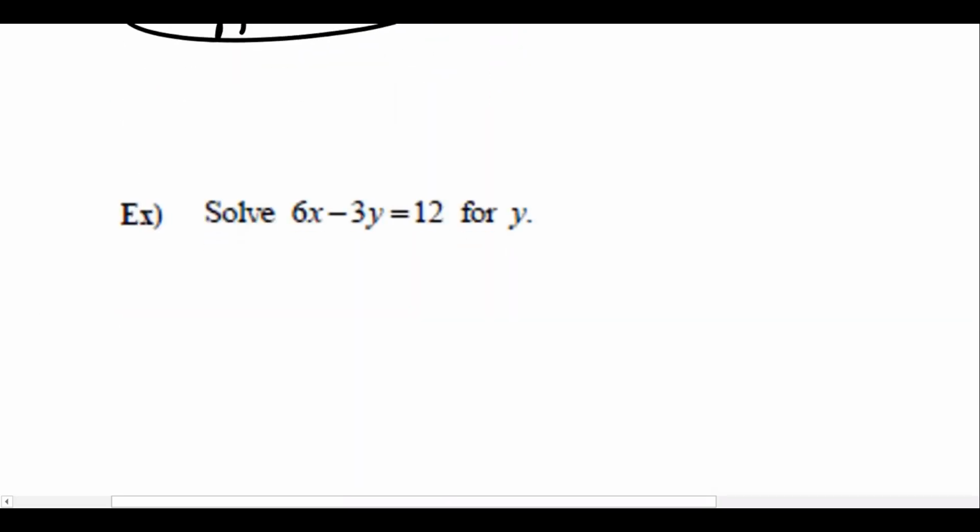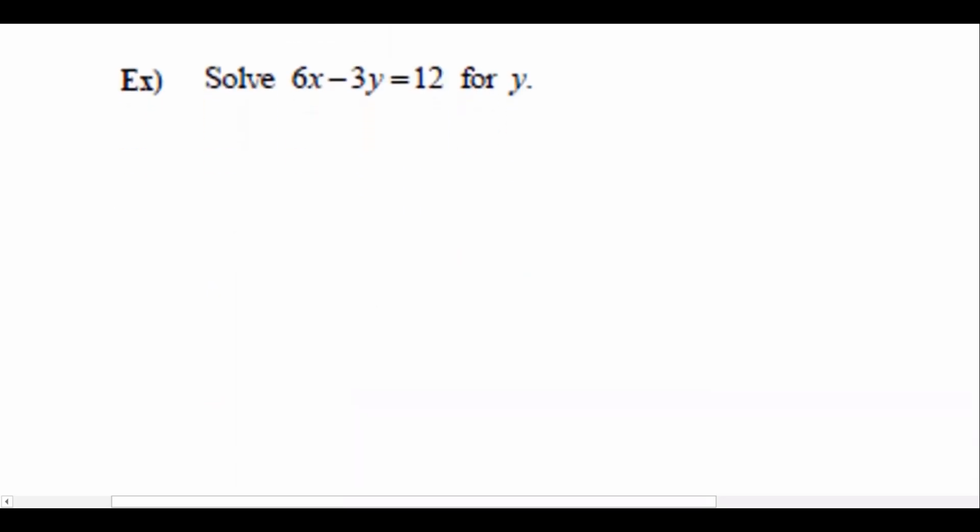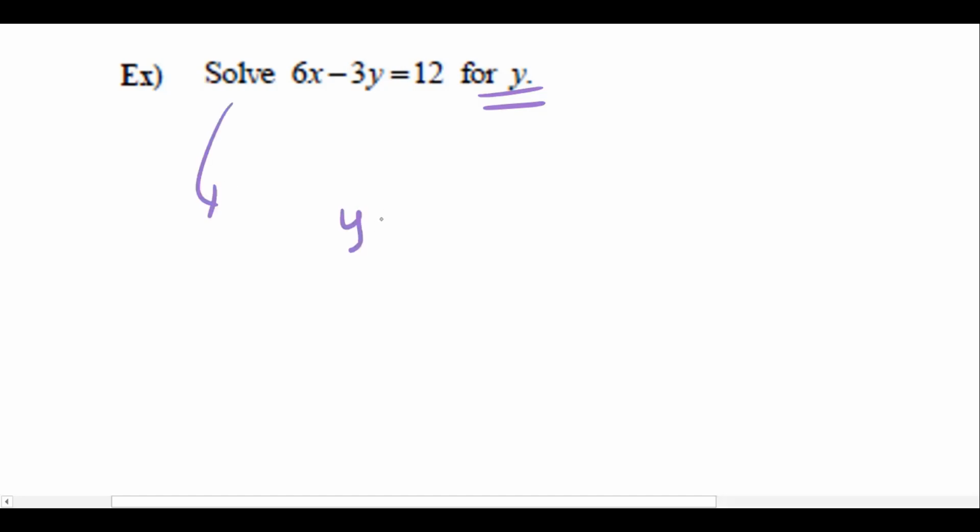All right, so the last problem, this is something we're going to run into again in chapter 3, but we want to solve this for Y. So again, our goal to solve for Y, eventually, we want to get Y by itself on one side. So we start looking at the expression. We have two terms on the left. Here's my Y term. So my first goal is to get just that Y term isolated.